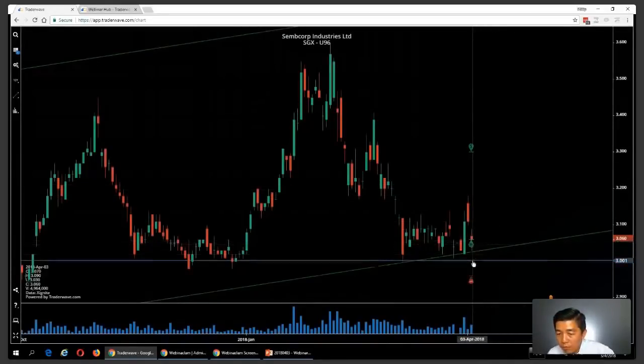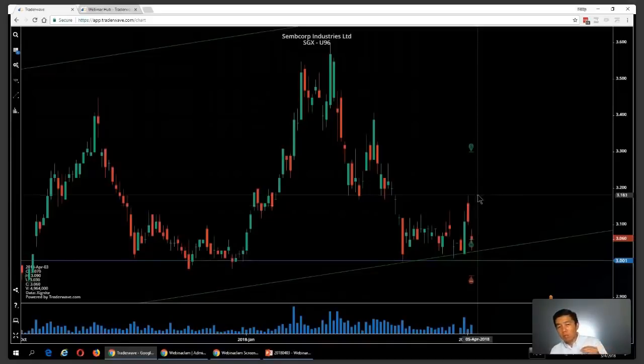Entry level over here, stop loss level over here, and this is based on a sizing of 10,000 shares to buy. Okay, so the next day the market opens, if I want to get in this trade, I will get in ideally at 306 with 10,000 shares.